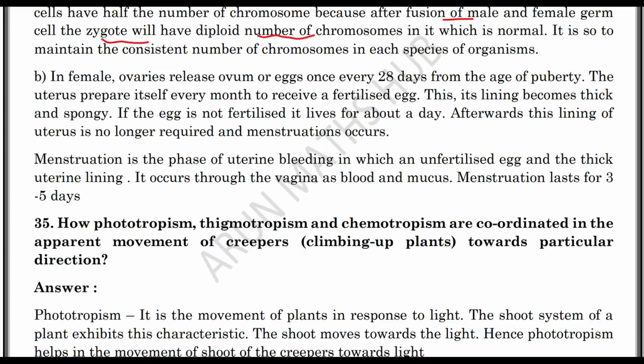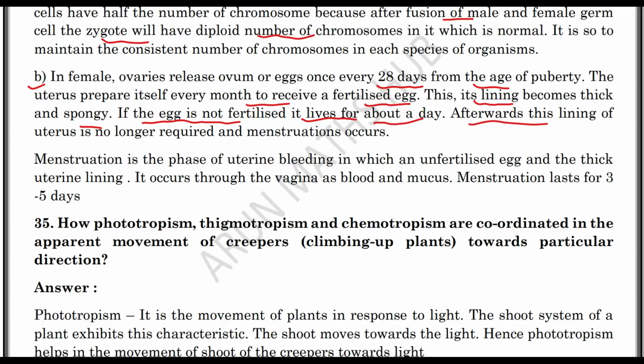How does menstruation occur? In females, the ovaries release an ovum or egg once every 28 days. From the age of puberty, the uterus prepares itself every month to receive the fertilized egg. The uterus prepares to receive the fertilized egg, and its lining becomes thick and spongy. If the egg is not fertilized, what happens? It lives for about a day.